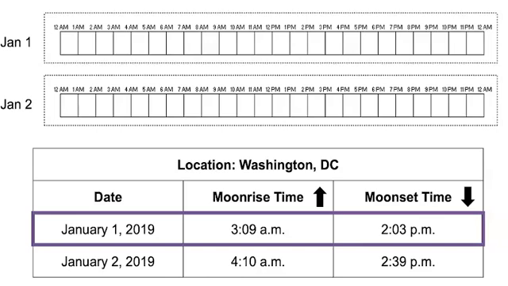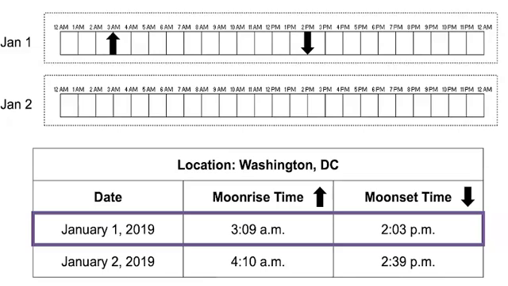Moonrise time is 3:09 a.m. We will round our time to the nearest half hour, so let's add an up arrow to mark 3 a.m. on the timeline for January 1st. Moonset time is 2:03 p.m., so we will add an arrow to mark 2 p.m.